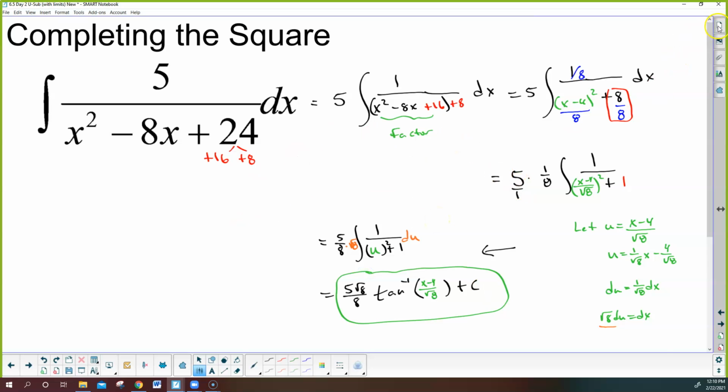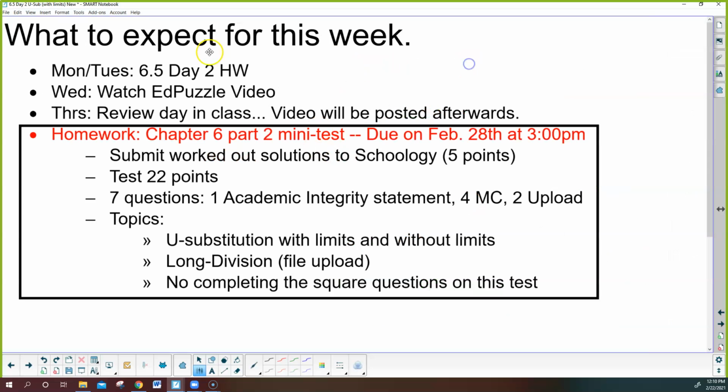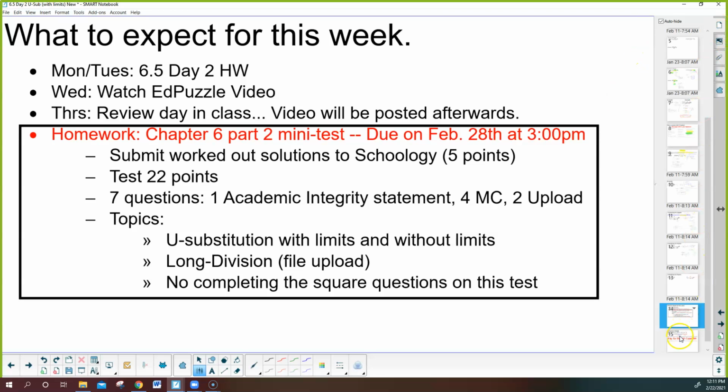Okay, I want to just make sure you're aware of what's expected this week. I know I'm a minute over, but tonight's homework is 6-5 day 2. I'll show you what that is. Tomorrow you're going to watch a video. Thursday we're going to review in class. And then the chapter test is a mini test. It's 5 questions, 22 points. Oh, I'm sorry, 7 questions. One of them is the academic integrity statement. The other one is 4 multiple choice questions and then 2 uploads. And we're going to do U substitution with and without limits, long division. There are no completing the square questions on this test. If you want to see this a little bit more in detail, we'll go over it on Thursday.